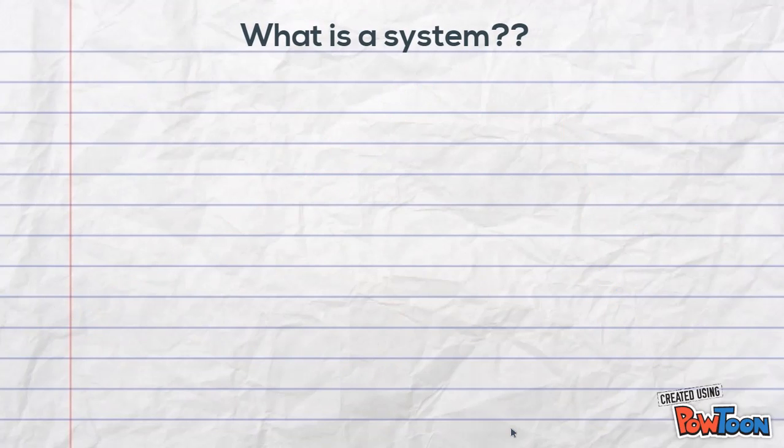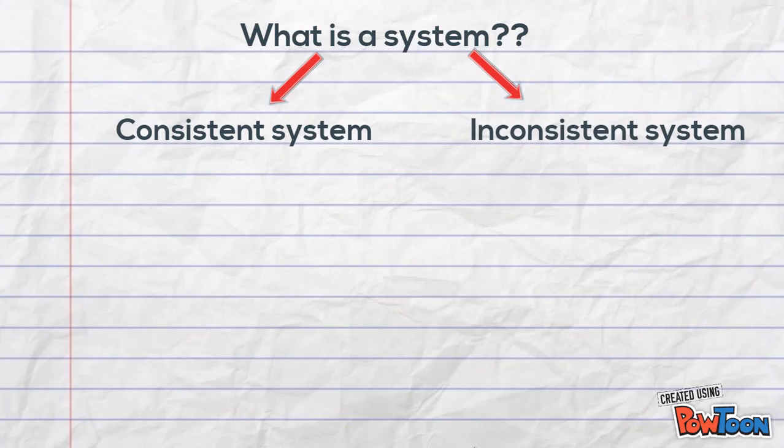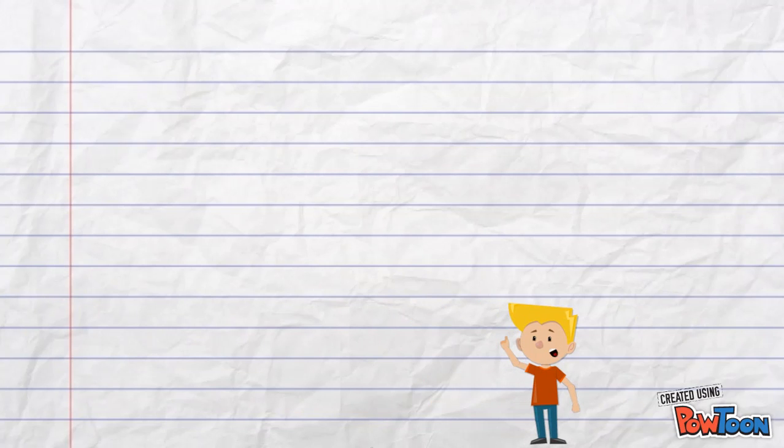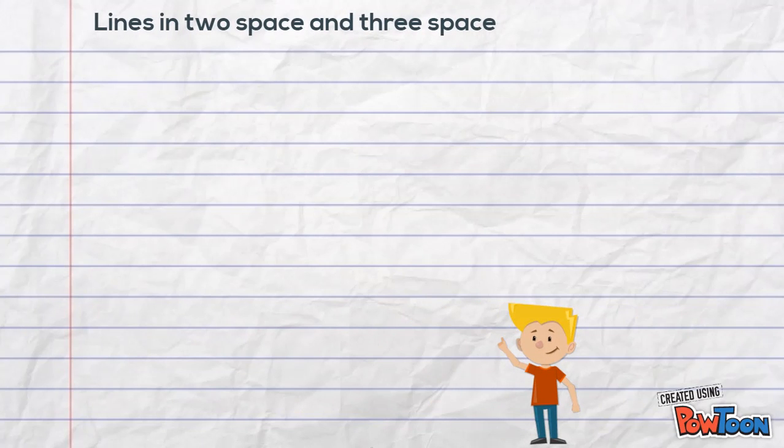So, what is a system? A system can be categorized into consistent and inconsistent systems. A consistent system means that the system has one solution or infinite solutions. For an inconsistent system, the system has no solution. Next, let's go into detail about lines in 2 space and 3 space.